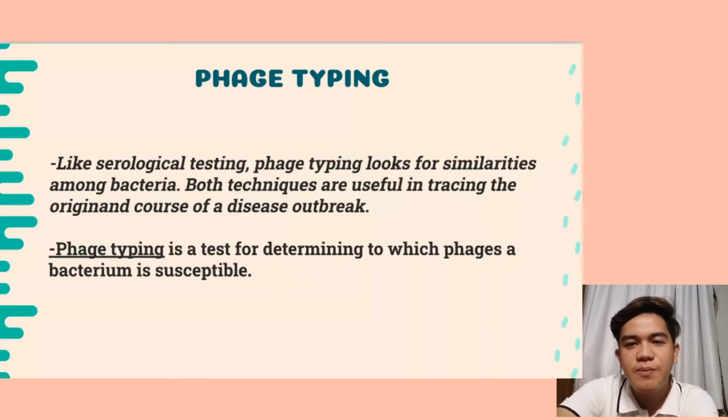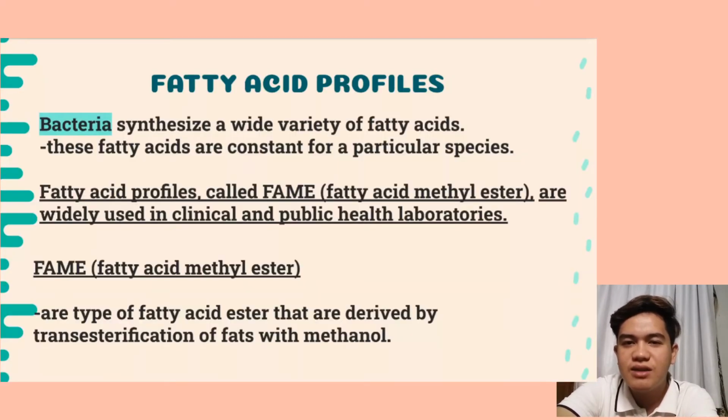Next slide, please. The figure shows the phage typing of a strain of Salmonella enterica. The tested strain was grown over the entire plate. Next slide, please. Fatty acid profiles are currently most frequently determined by capillary gas chromatography of methyl esters, which are prepared by a variety of methods.